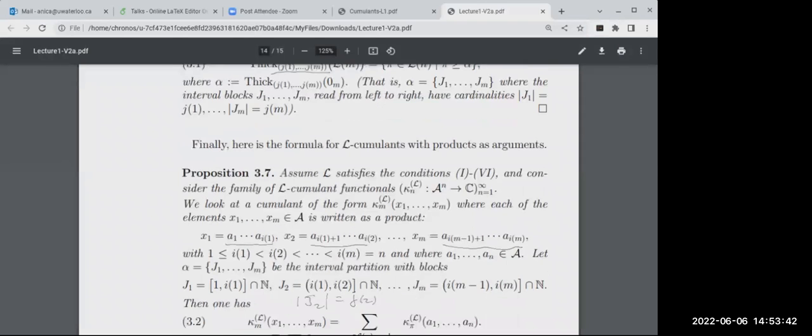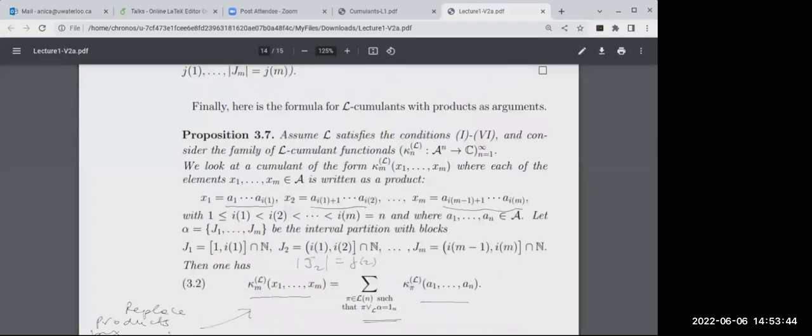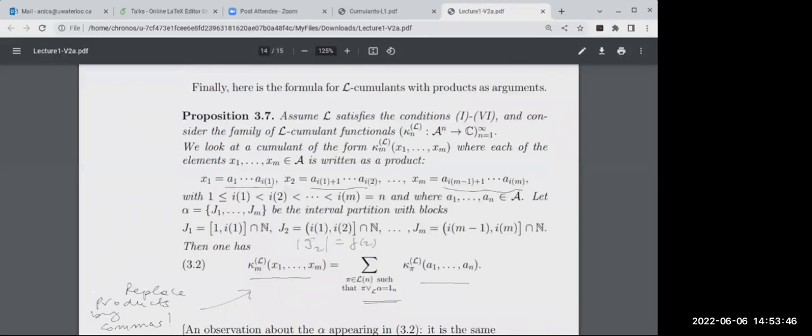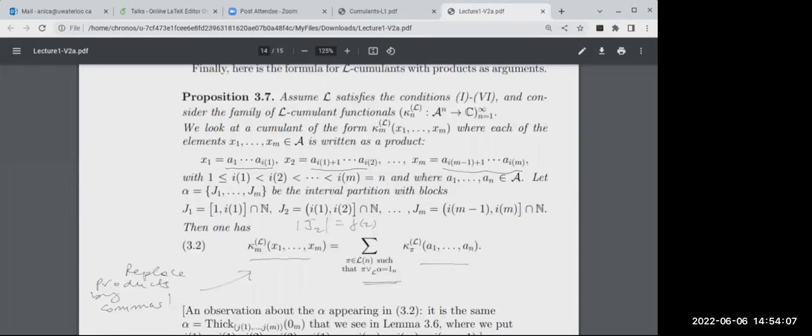Okay, and with this equality in hand, we can prove this formula for cumulants with products as arguments. And what's the kick in this formula? I'll try to be done within the next 2 minutes. We have our L satisfying conditions 1 to 6. We have our L cumulant functionals. And here is the thing.